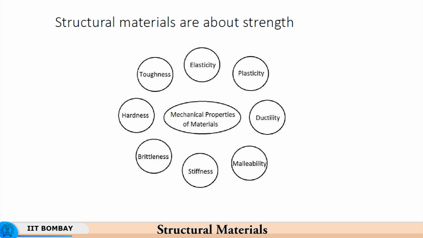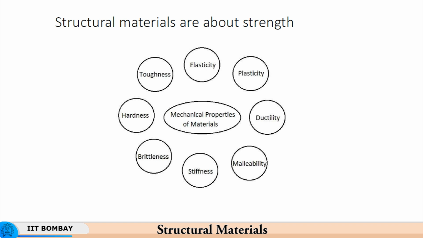Stiffness plays a very important role as a structural material. The stiffer a machine is, the better is the behavior of the machine, and the greater is the accuracy of the products you make from the machine. So, stiffness plays a very important part in structures, and for higher stiffness, stiff structural materials will have to be used in order to make the structure stiff.